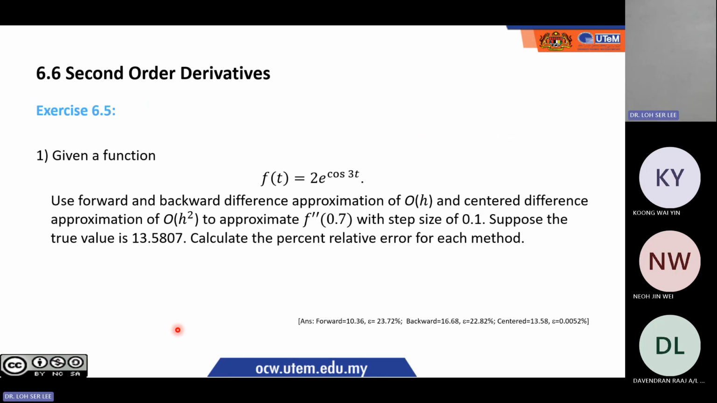Okay, now we try this exercise. Given a function, use forward, backward difference approximation and centered difference approximation. That means the first three formulas, to approximate this with a step size of 0.1. You are given the true value, then you need to compute the percent relative error for each of the 3 methods.